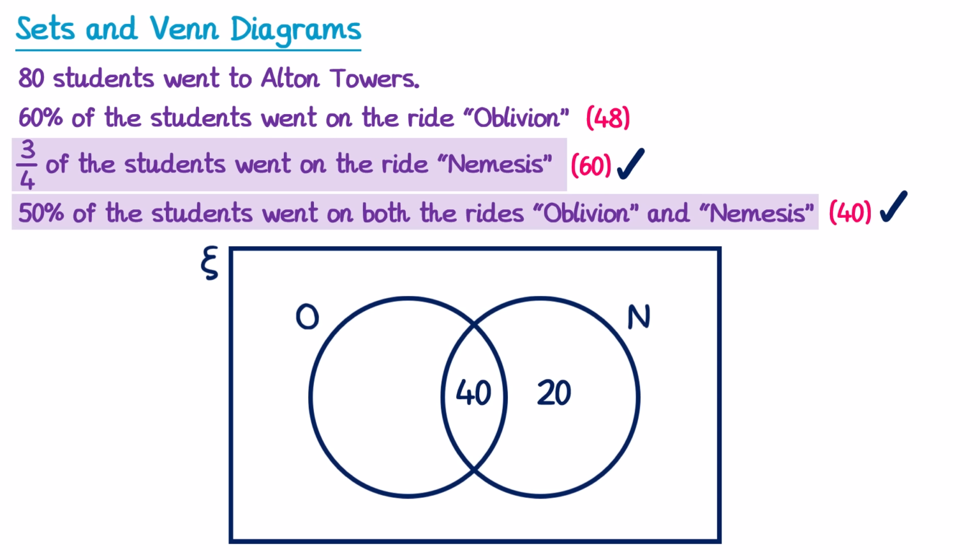Let's go back and look at the students that went on Oblivion, which is 48 students, which means this whole circle here needs to add up to 48. There are 40 in that circle already, so if we do 48 subtract 40, we're left with 8. So 8 must go in this section here.